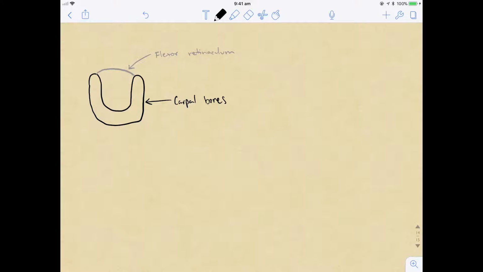So both the proximal and the distal tunnels have a similar shape, and it's like a U shape that's formed by the bones, and then the top of the U shape is closed off by the flexor retinaculum or the transverse carpal ligament. It's the same structure, just with different names. So also making up the bottom part of this U, or the bony part of the carpal tunnel, we have the carpal bones and we have the carpal ligaments that join the carpal bones together. So this is why it's called a fibro-osseous tunnel.